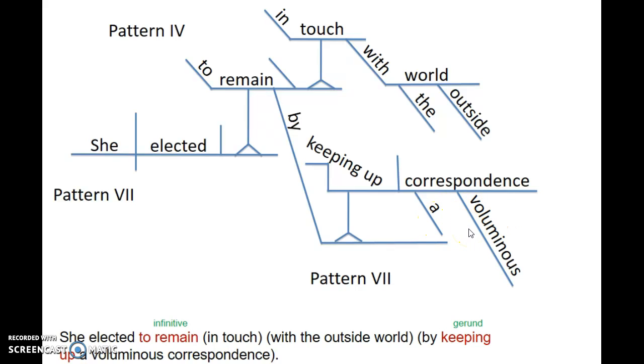So now let's go back and do sentence patterns. She, subject, transitive verb, direct object makes the main sentence a pattern 7. To remain, remain is a linking verb followed by an adjective, pattern 4. And then we go to our gerund. Keeping up is an action verb with a direct object makes it a pattern 7.